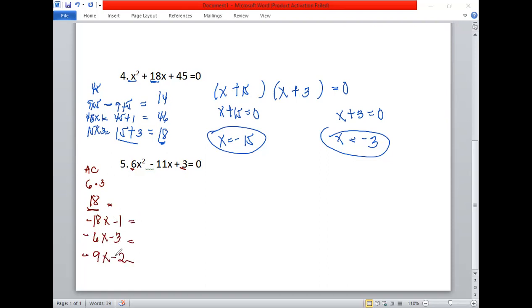Okay, so tignan natin, hanapin po natin. Negative 18 minus 1, negative 6 minus 3, negative 9 minus 2. So the sums of these factors are negative 19, negative 9, and also negative 11. Negative 18 minus 1 is negative 19, negative 6 minus 3 is negative 9, negative 9 minus 2 is equal to negative 11. So, saan bang mag-i-equal si middle term? Negative 11. So, ito po siya.